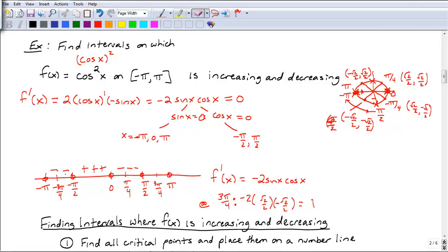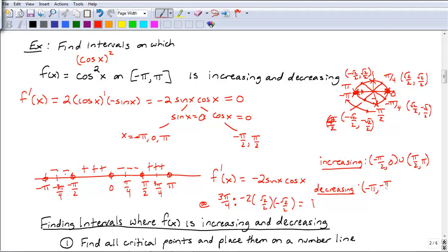When I multiply all that together, I get a positive 1. So I know that the graph is increasing where the derivative is positive, and that happens from negative pi over 2 to 0 and pi over 2 to pi. And it's decreasing where the derivative is negative, and that happens from negative pi to negative pi over 2, and 0 to pi over 2.